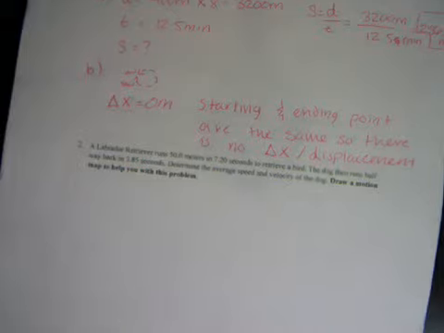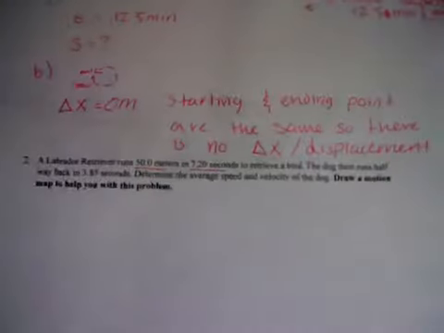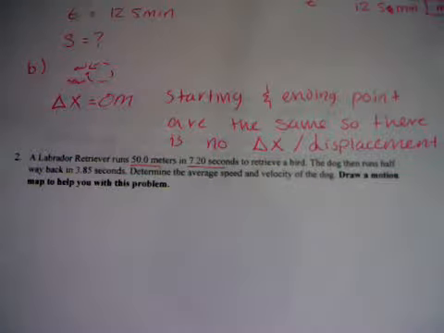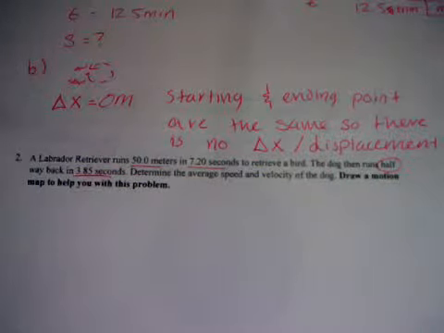Alright, number 2. So a Labrador Retriever runs 50 meters in 7.2 seconds to retrieve a ball. The dog then runs halfway back up in 3.85 seconds. Remember, it's halfway, okay? Determine the average speed and velocity of the dog. Draw a motion map to help. Okay, so let's start with doing that motion map. This is going to help us solve our problem in a couple ways.